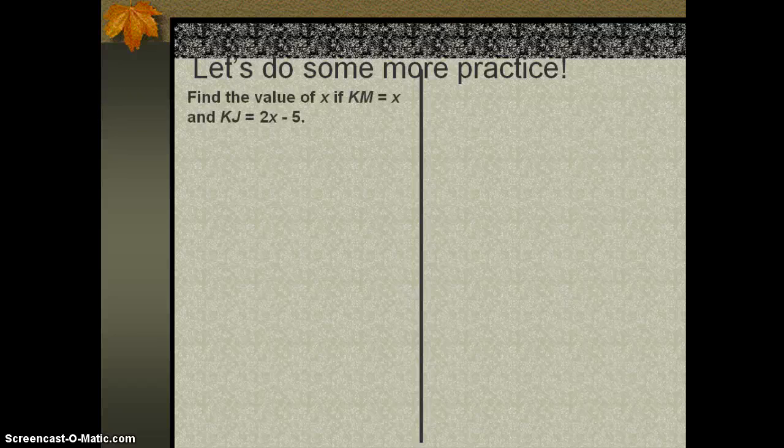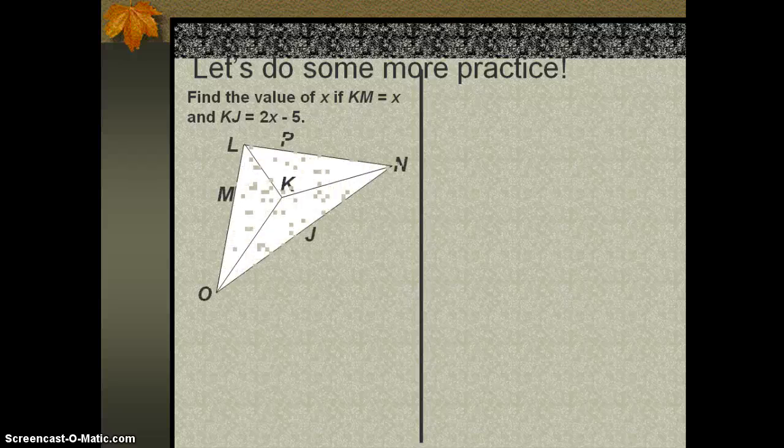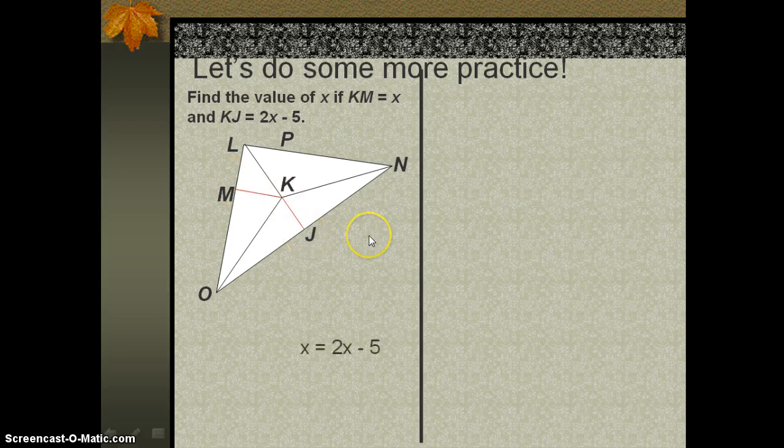Find the value of x if KM is equal to x and KJ is equal to 2x minus 5. So here we can see we have angle bisectors. We're going to cut each of these angles in half. Now we need to draw in KJ and KM because they're not currently on this picture. So we're going to draw those two lines in. Since the angles are being bisected, I know that this is going to be equidistant from the sides. So that means I'm going to set those two values equal. KM was equal to x and KJ was equal to 2x minus 5. I solve my equation to get that x is equal to 5.